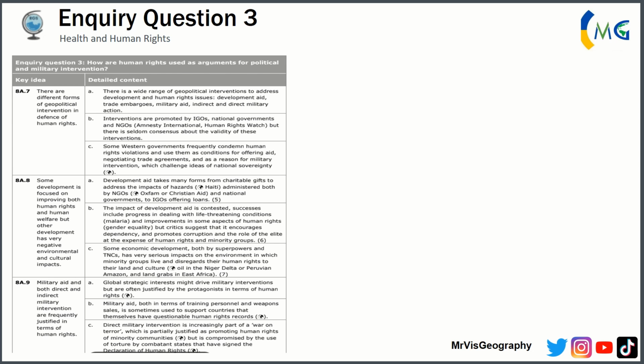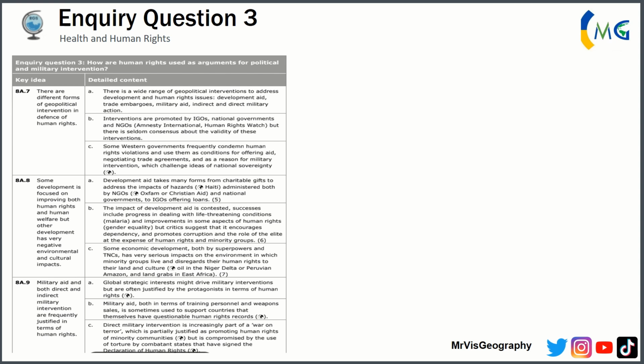We then have a look at how development is focused on improving both human rights and human welfare, but actually sometimes at the expense of cultural and environmental effects. So we'd have a look at the role of TNCs and improving the quality of life, improving the development of Nigeria, but at the expense of the environment. We have a look at the issues around malaria. We had a look at cholera in Haiti post earthquake, and then the final one we look at military intervention.